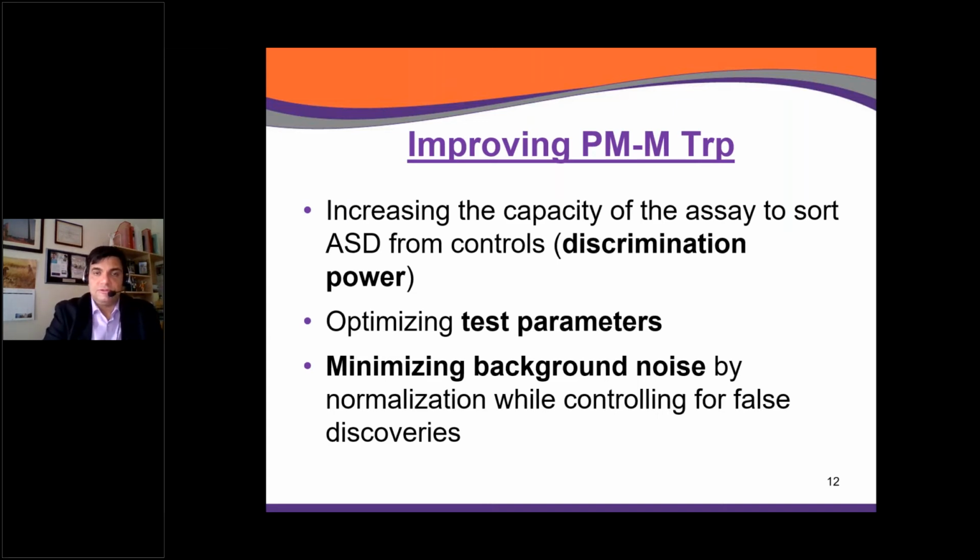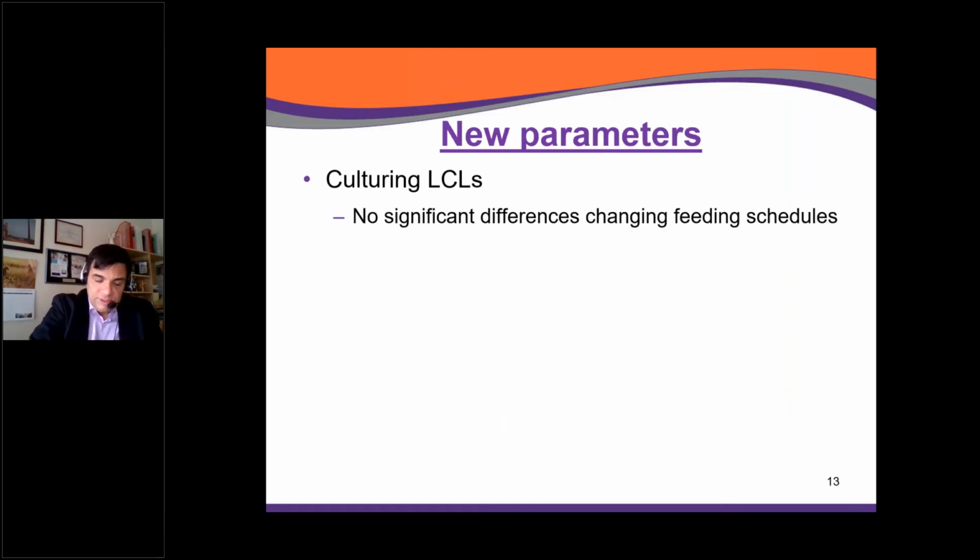Particularly, we wanted to increase the capacity of the assay to sort out ASD from control, so to increase the discrimination power of the test. We wanted to optimize the test parameters and to minimize the background noise, particularly related to the empty well. So we were still aware that there was a problem in non-specific NADH production. So by doing this, we explored possible alternatives for the parameters.